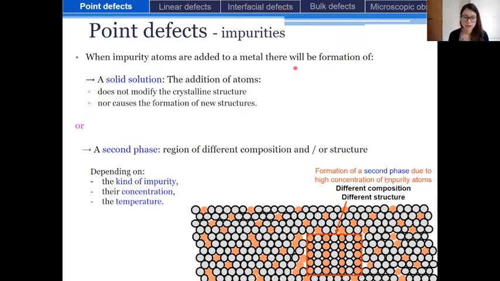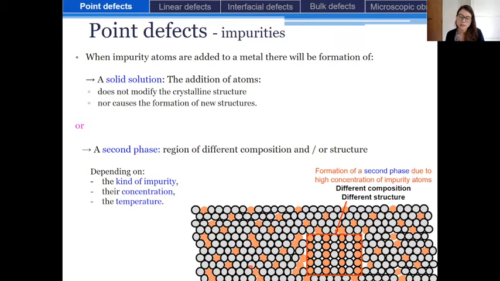So here you have a schematic representation of a lattice structure of gray atoms that are the majority. And you can see that the orange atom is the impurity. And in this region of the crystal, in fact, you have no modification of the crystal structure, and you don't have formation of a new structure either. So in this region, we have what we call the formation of a solid solution.